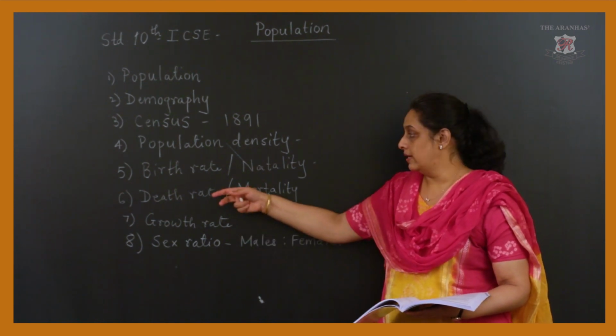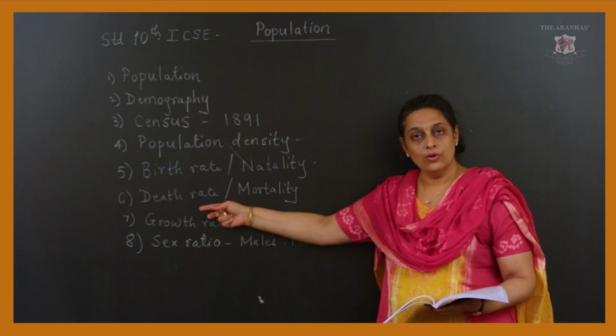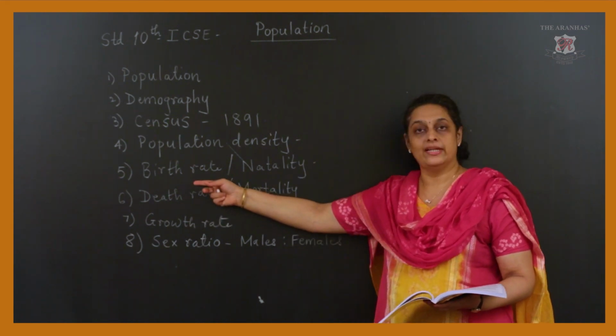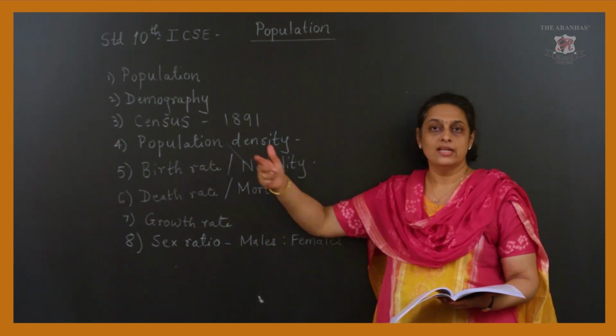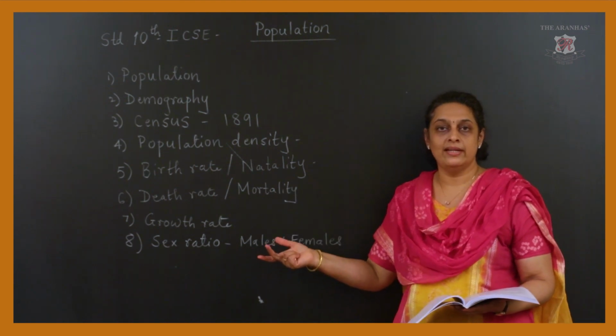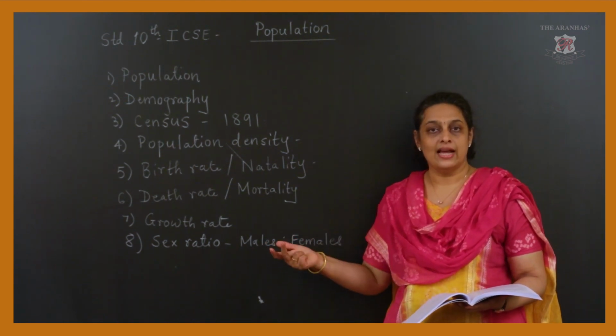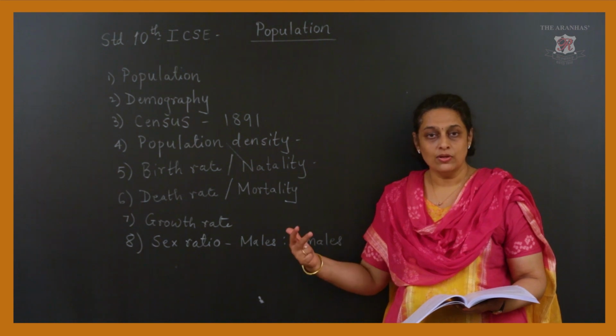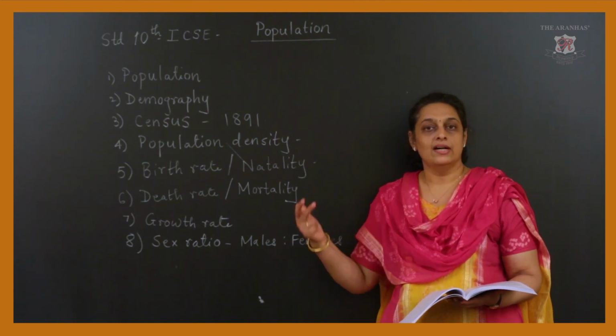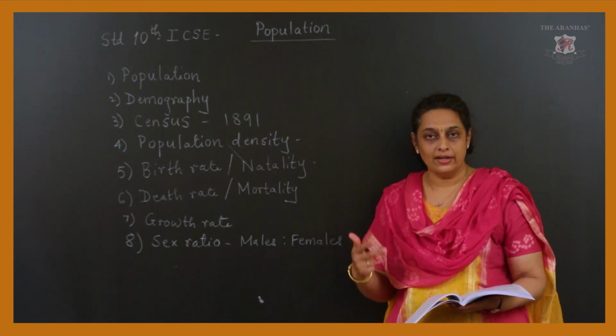That is, in India the death rate is low, on the other hand the birth rate is high, and of course the lifespan of human beings in India on an average has increased. So, we have a large population in our country.